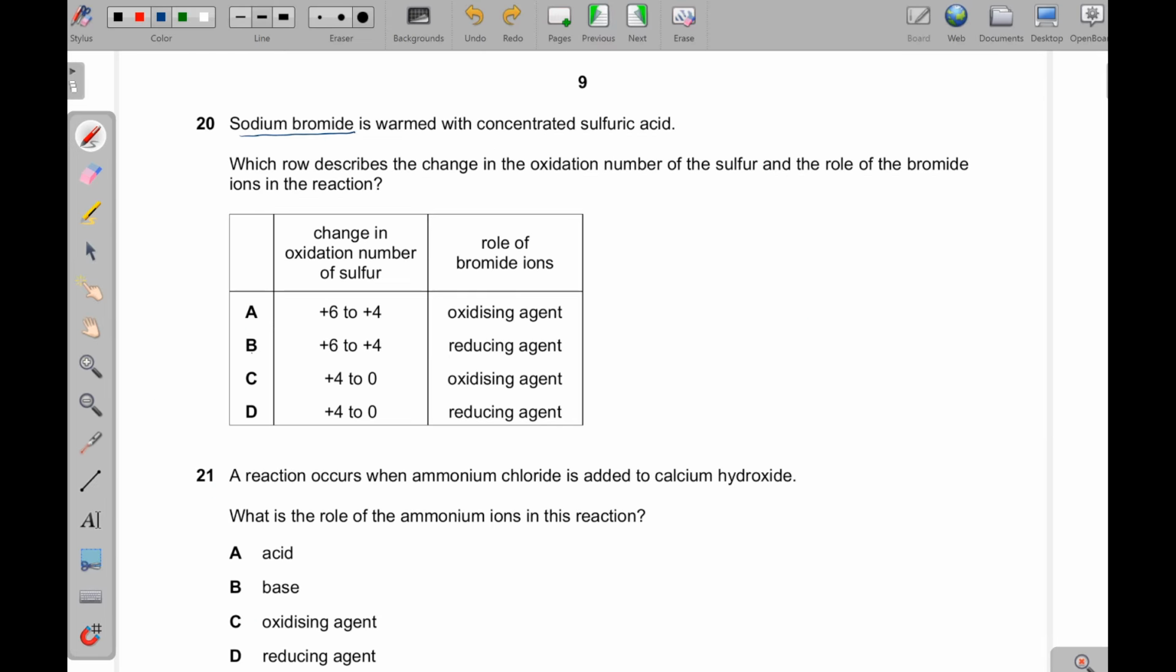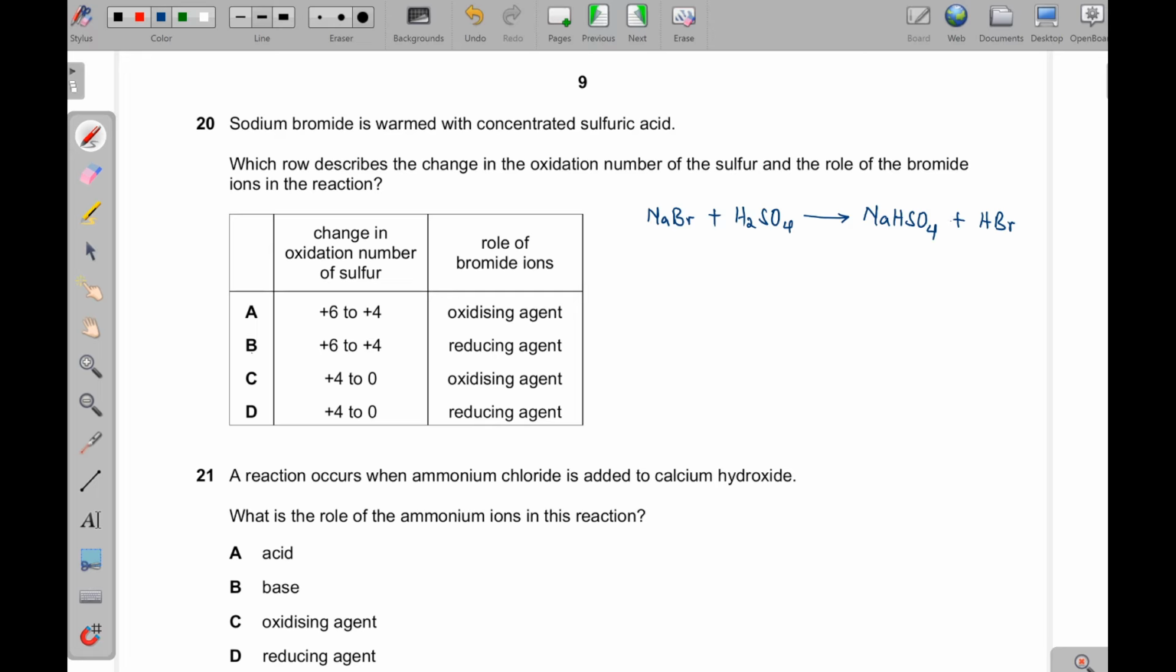Question 20. Sodium bromide is warmed with concentrated sulfuric acid. Which row describes the change in the oxidation number of sulfur and the row of bromide ions in the reaction? Now what happens, we have two types of reactions. We have sodium bromide reacting with concentrated sulfuric acid. The first reaction is an acid-base reaction, so we shall get sodium hydrogen sulfate. The sulfuric acid loses a proton to the sodium, and the bromide gets the proton to give hydrogen bromide.